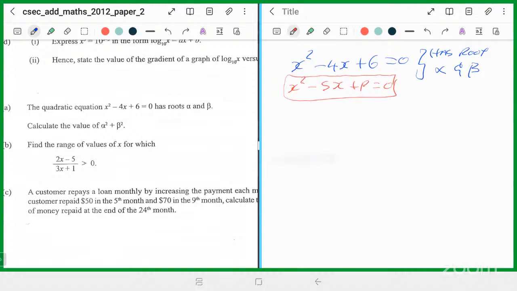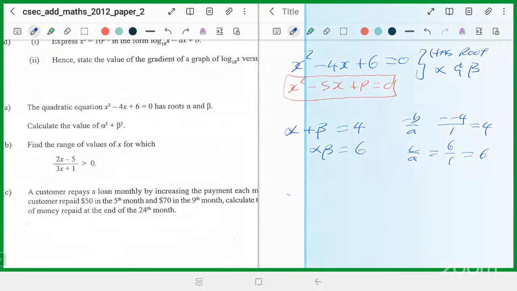We calculated them. The alpha plus beta, which is the sum, is 4, and the alpha beta is 6. The formula is minus b over a, which works out to minus negative 4 over 1, which equals 4. And for this one, it will be c over a, and c is 6 over 1, which is 6. Once it's in the format, now you can write the values.